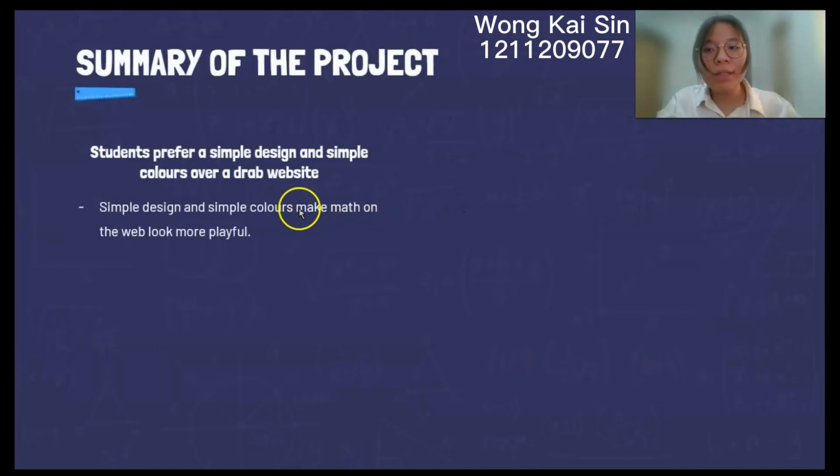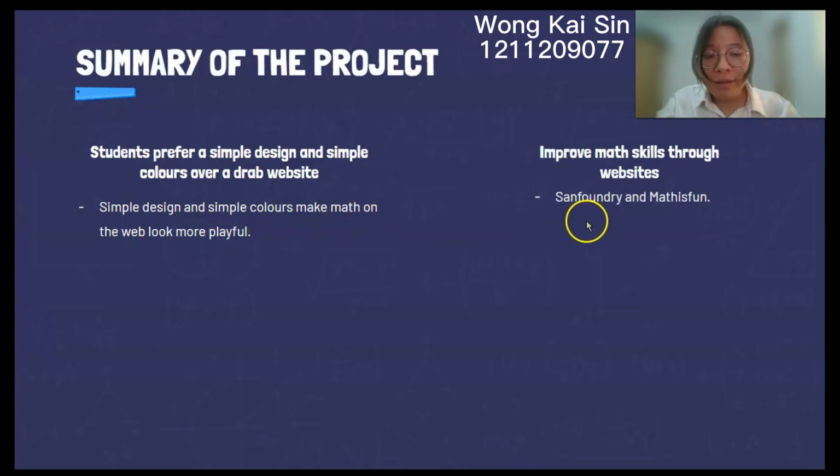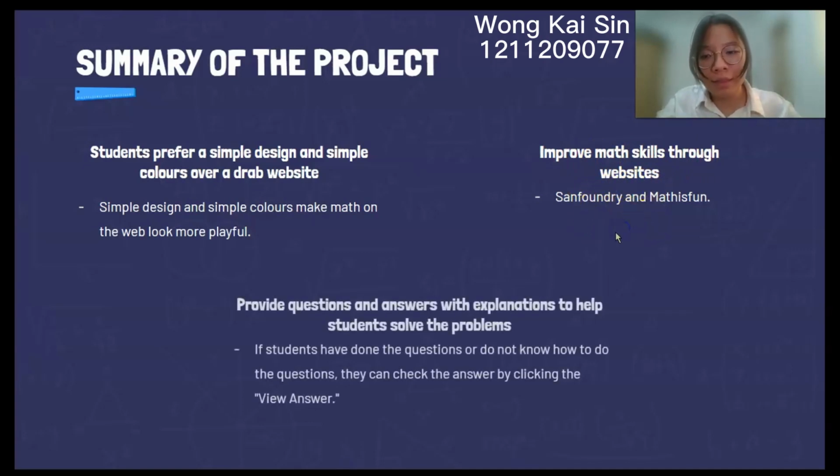We found that students prefer a simple design and simple colors over a direct website, because simple design and simple colors make math on the web look more playful. Then students will improve their math skills through websites such as Sound Foundry and Math is Fun, because those websites provide questions and answers with explanations to help students solve the problems. If students have done the question or do not know how to do it, they can check the answer by clicking the answer.